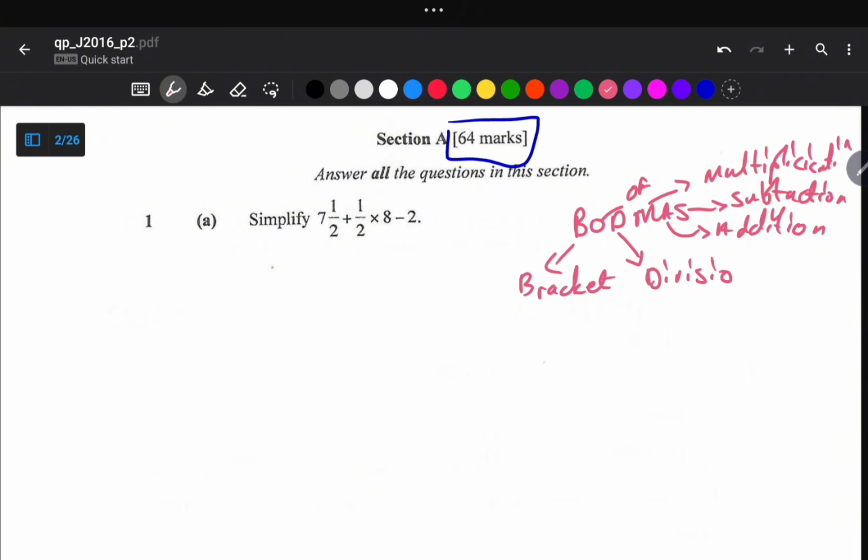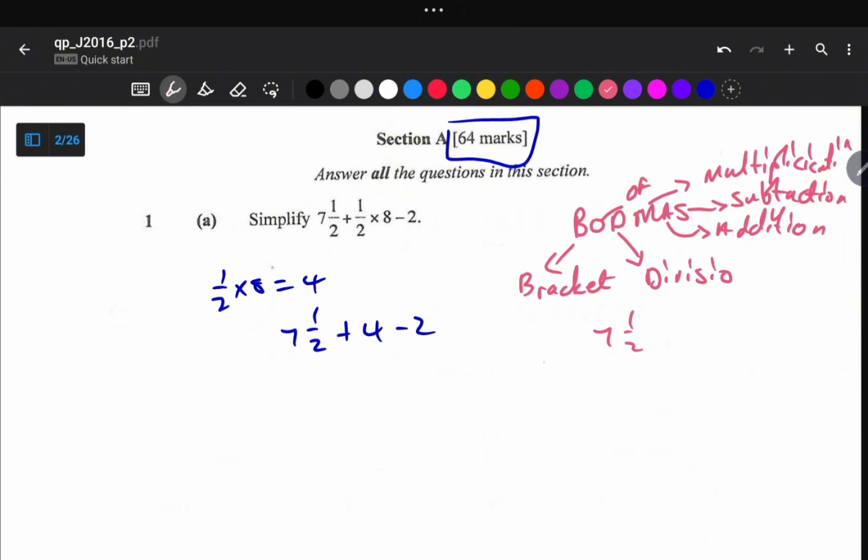So here we do not have a bracket, so we are going to start by multiplying half multiplied by 8. Half of 8 is equal to 4. So we can now say it is 7.5 plus 4 minus 2. For us to simplify here, we are going to start by making this mixed fraction an improper fraction. Given that we have 7.5, to convert it to an improper fraction, we multiply 7 by 2 and add the result to 1, and then divide everything by 2.